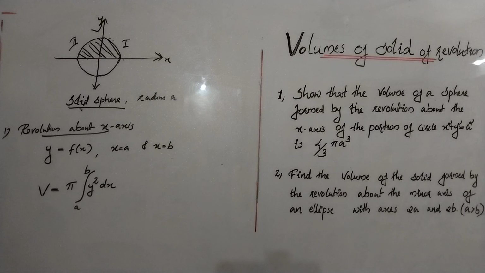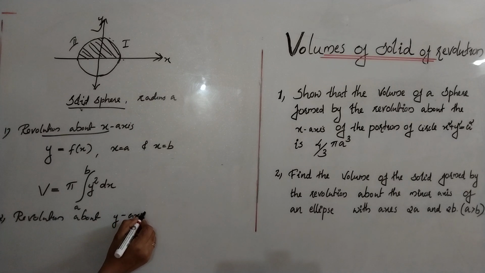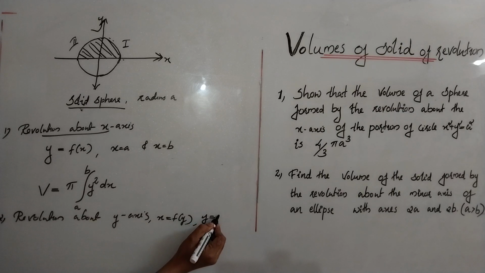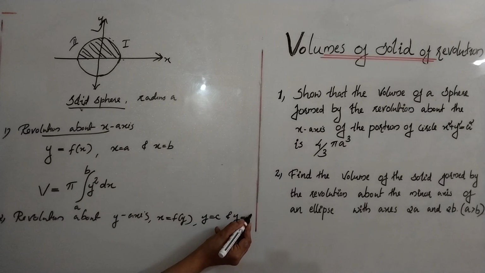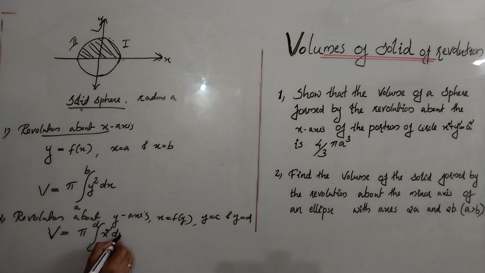And the second case, revolution about the y-axis. The volume generated by revolution of the area between the curve x is equal to f of y, the y-axis and the two abscissas at the points y is equal to c and y is equal to d is given by V is equal to pi times the integral from c to d of x square dy.